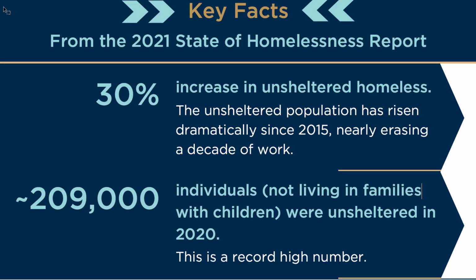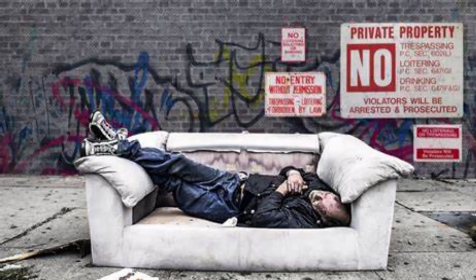The homeless do make up a significant portion of the indigent population. And what we found is in 2021, in the homeless report, we found some key facts. First of all, when compared to 2015, all of a sudden we had an increase in the unsheltered homeless that has wiped out about 10 years of work in trying to get these people shelter. We also find that we had over 209,000 individuals not living in families with children who also were unsheltered in 2020. In other words, they weren't couch surfing, they weren't living with friends. This is a record high number.